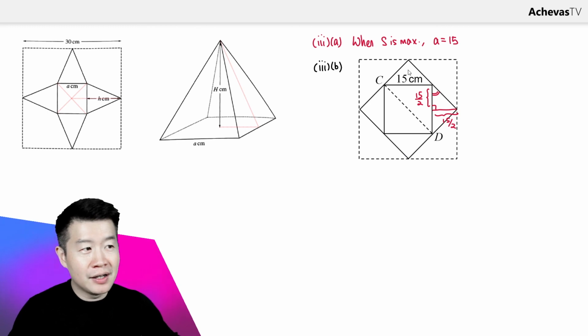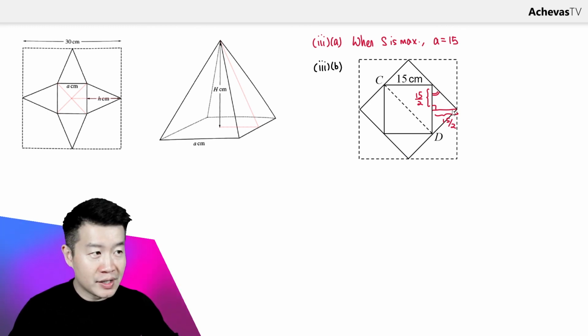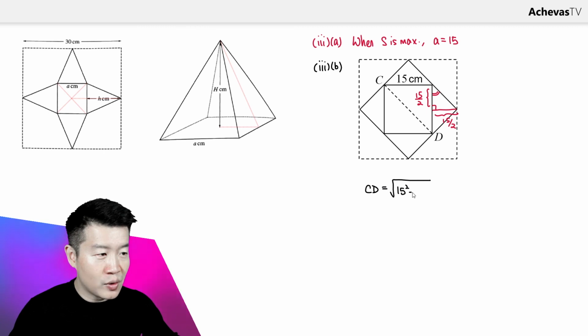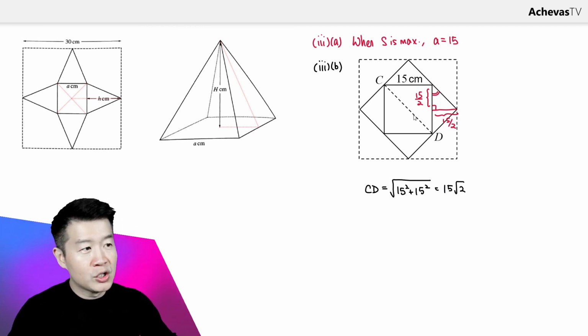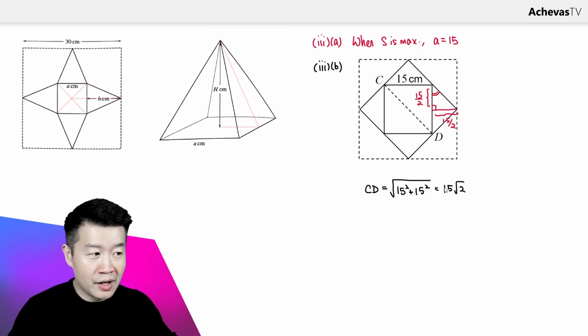Let's calculate the sides of the square. The side of the square is going to be CD, and for CD we can make use of this triangle with sides 15, 15, and a right angle here. Using the Pythagoras theorem, CD is going to be the square root of 15 squared plus 15 squared, which is equal to 15 square root of 2. So the net will become a square that has sides 15 square root 2.